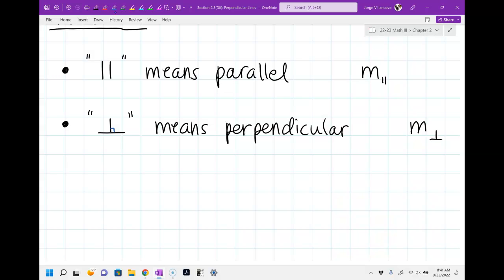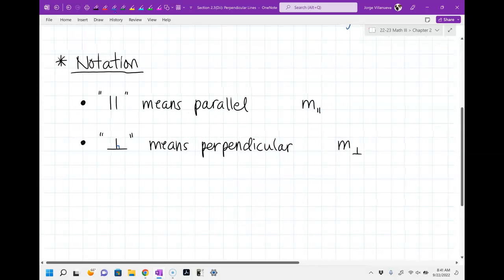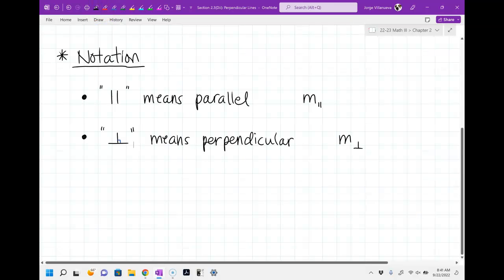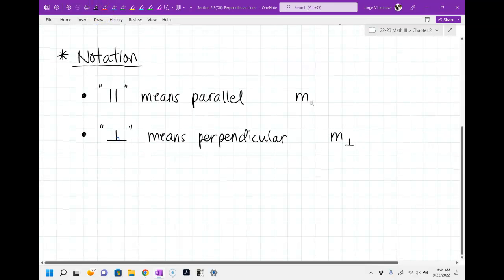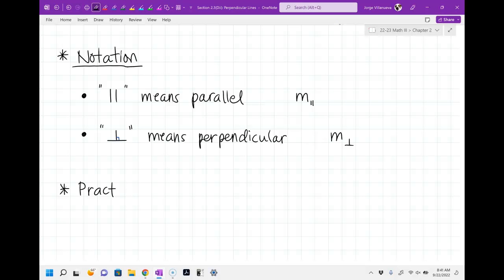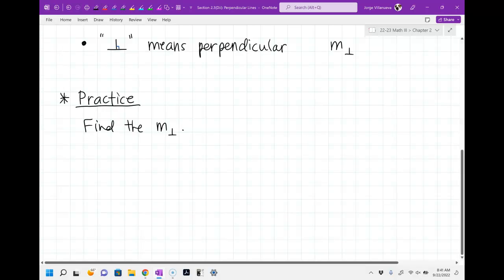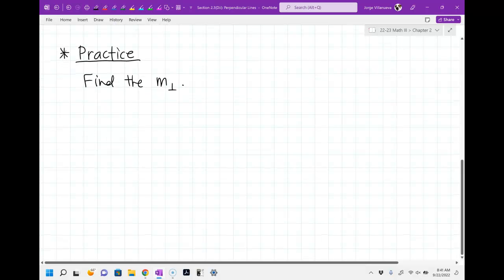All right, so we have parallel slope, so M with the little L's next to it, and then perpendicular slope, that's M with an upside down capital T. Okay, so let me just go over a couple little things with you guys, then we're going to do some of the examples, but some practice really quick. So practice. Find the perpendicular slope.